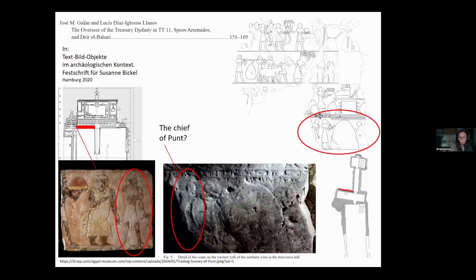Iconographic references to Punt are attested in Jehuti's tomb as well. The scene is seriously damaged, but what we may observe is a heap of antiu and somebody standing behind one hip. This personage here has been compared by Jose Galan with the chief of Punt represented on this wall in the Punt portico.